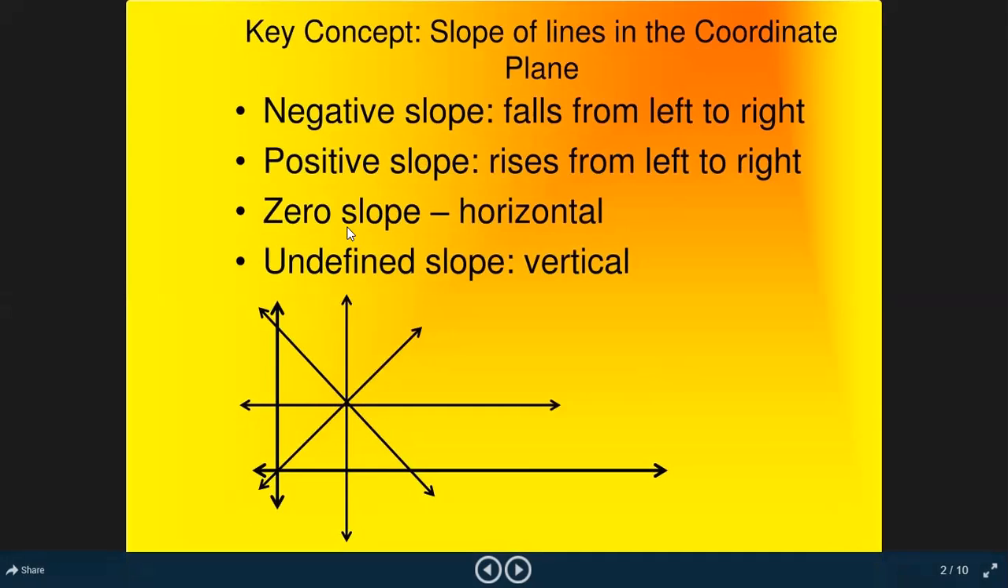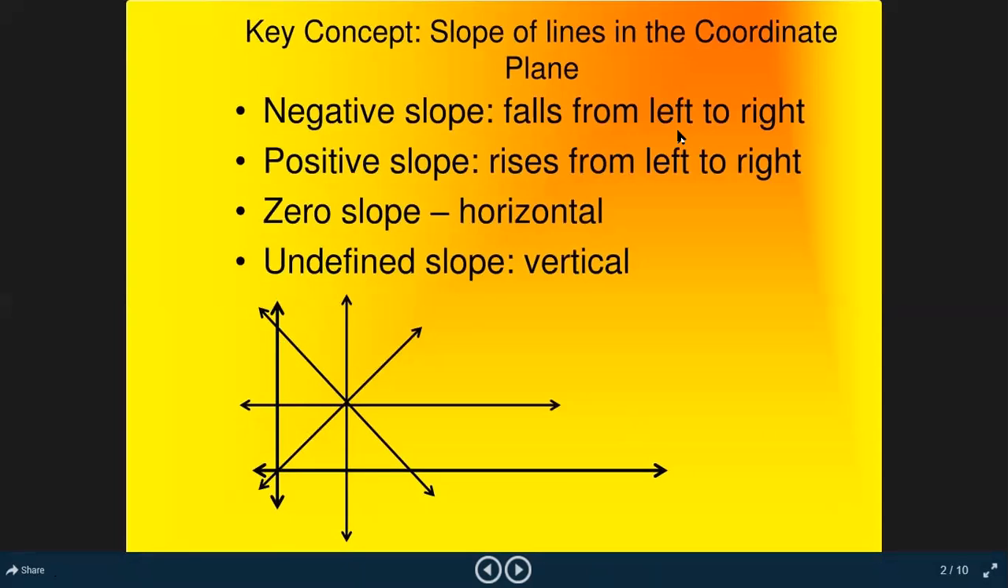And we have zero slope, which is a horizontal line. So any horizontal line will be represented by zero slope. Undefined slope is the vertical line, which is parallel with the y-axis. The slope will be undefined. And undefined means that the change of x should be equal to 0.